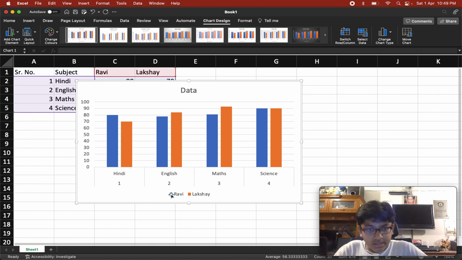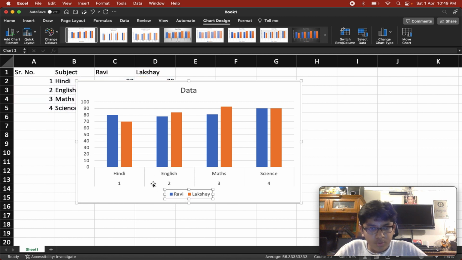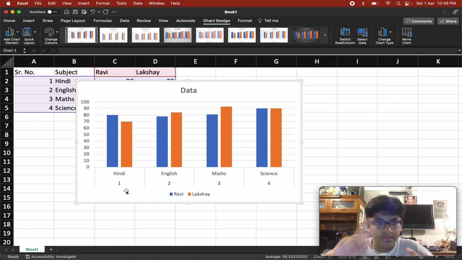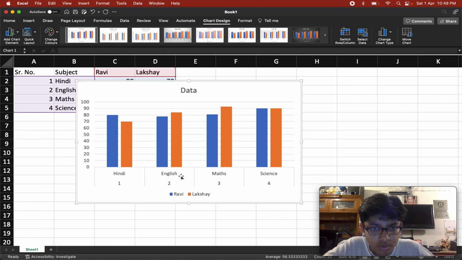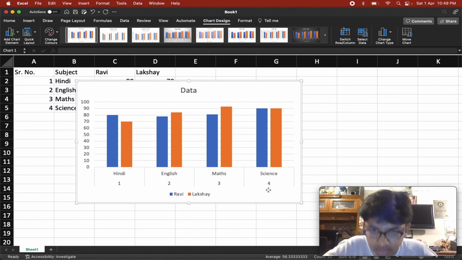Next, legends. Legends are basically those which show what is what. So which bar is which. So the blue bar is Ravi and the orange bar is Lakshay. And basically in this chart we are seeing the comparison of marks between Ravi's marks and Lakshay's marks, right? So as we can see, Ravi has scored more in Hindi, right? In English, Lakshay has scored more. In maths, Lakshay has scored more. And in science, both have scored equally, right?